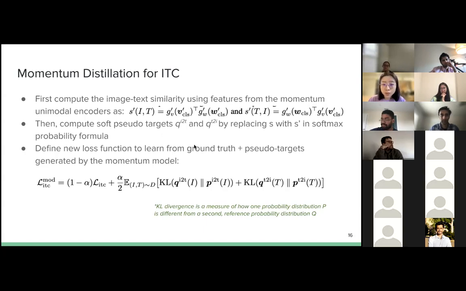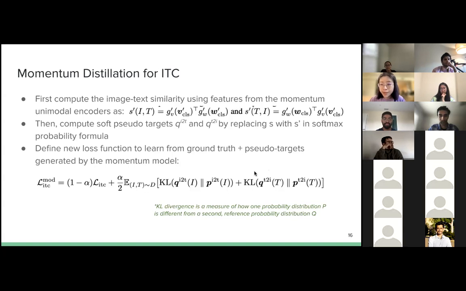And then we're going to use this S prime to compute our self pseudo target distribution, Q image to text and Q text to image, by replacing S with S prime in our previous softmax probability formula. And then we're going to define this new loss function to not only learn from our ground truth probability distribution, but also our pseudo targets generated by the momentum model. So this is a weighted version of the LITC loss we talked about before, plus this KL divergence score.